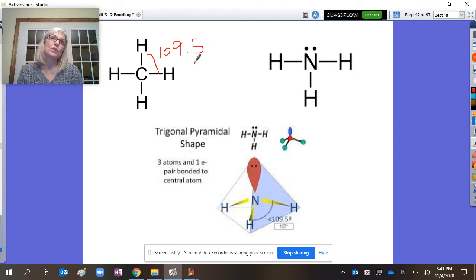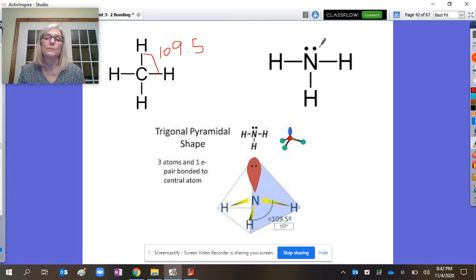So what you're going to be doing on your worksheet, where you had to draw 15 Lewis dot structures, is go back and place beside each of your structures what the shape is and what the bond angles are. You're doing B and C.